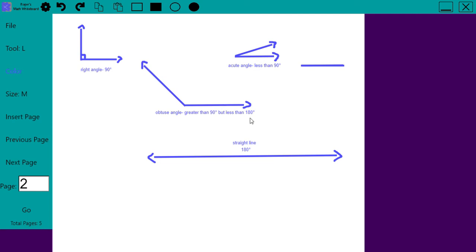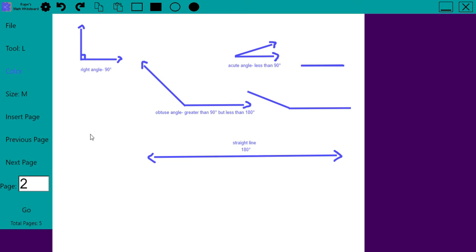And now we have our obtuse angles, which are angles that are greater than 90 degrees but less than 180 degrees. So right here we have 90 degrees. So at 91 degrees starts our obtuse angle. And then it'll go all the way to 179 degrees. After that we come to 180 degrees. And 180 degrees is just our straight line.